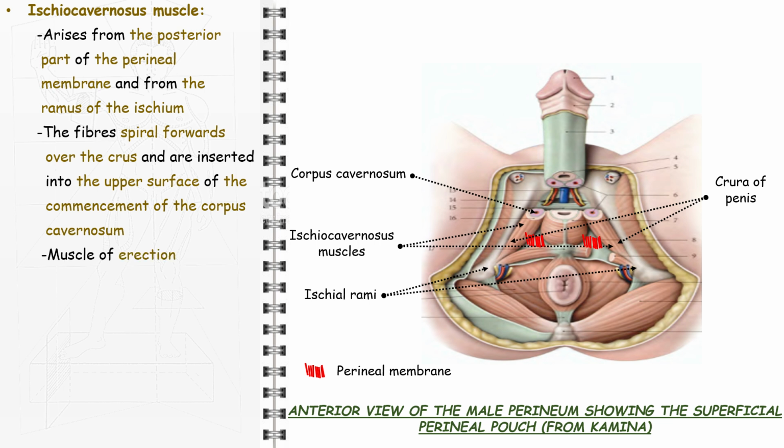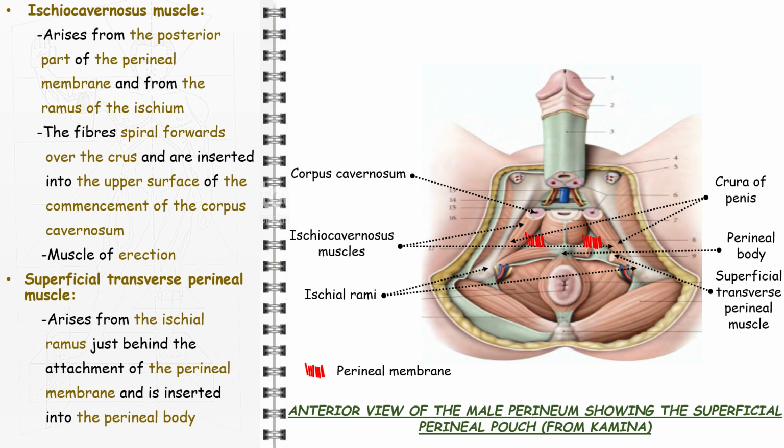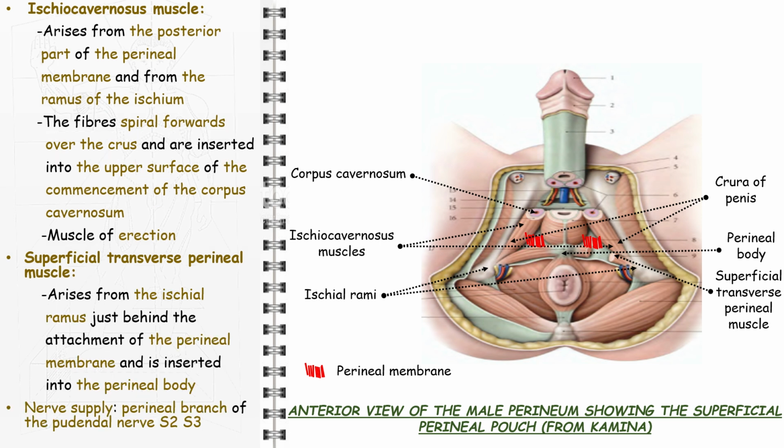The superficial transverse perineal muscle arises from the ischial ramus just behind the attachment of the perineal membrane and is inserted into the perineal body. It helps to stabilize the perineal body. All three muscles are supplied by the perineal branch of the pudendal nerve corresponding to S2 and S3 roots.